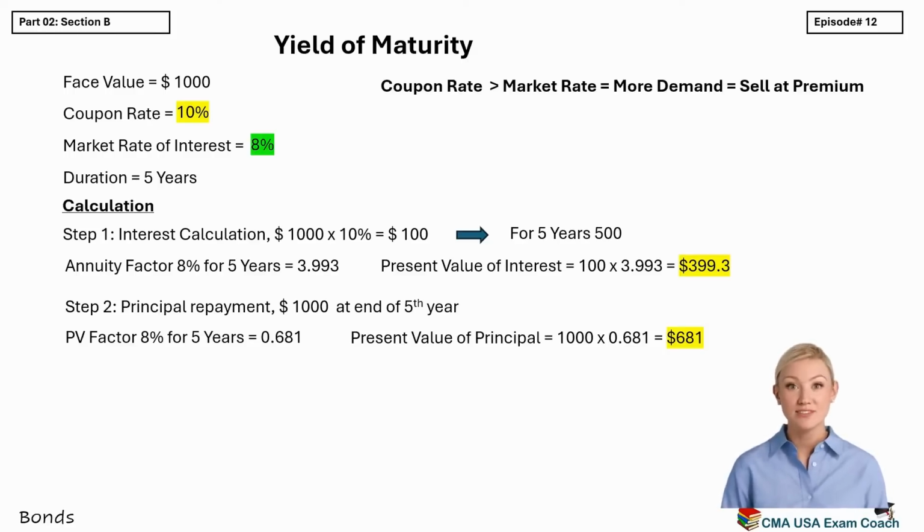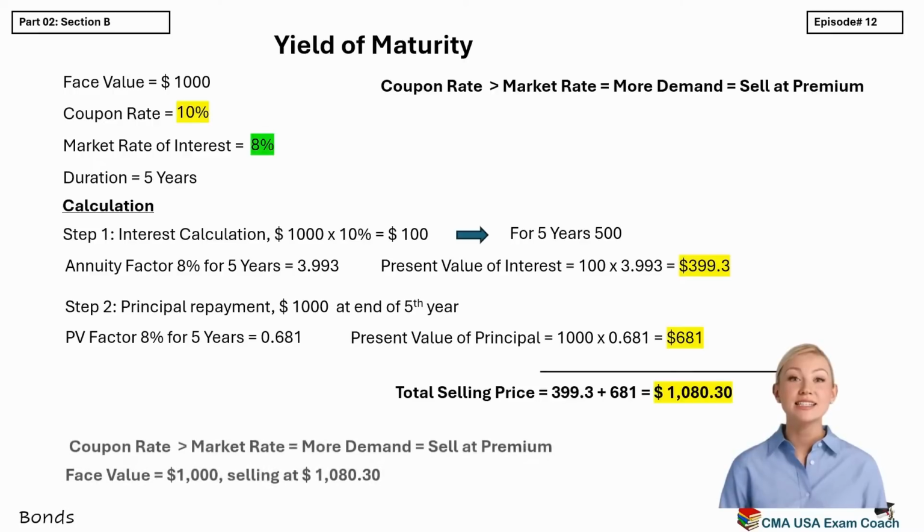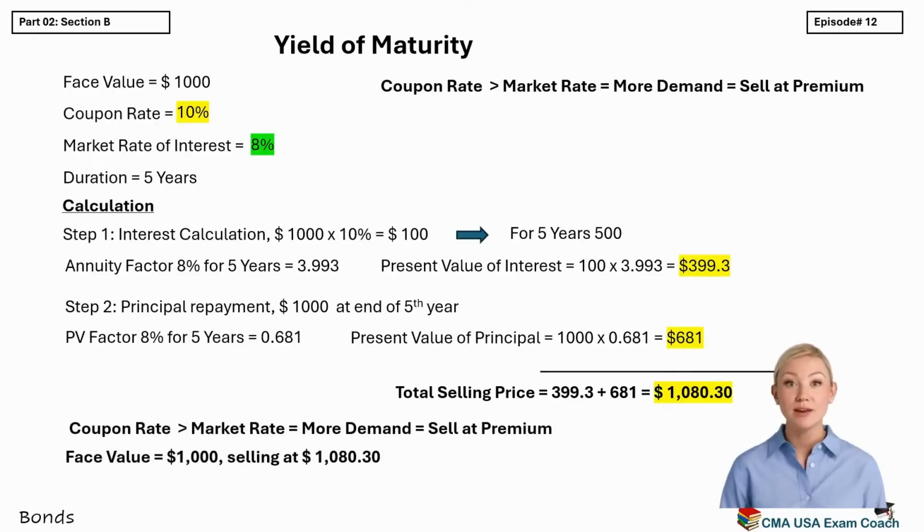Now, add both present values together. 399.30 plus 681 equals $1,080.30. This is the selling price of the bond. Since this is higher than the face value, we confirm again, the bond is being sold at a premium. Now, let's move on to calculating the yield to maturity, or YTM.